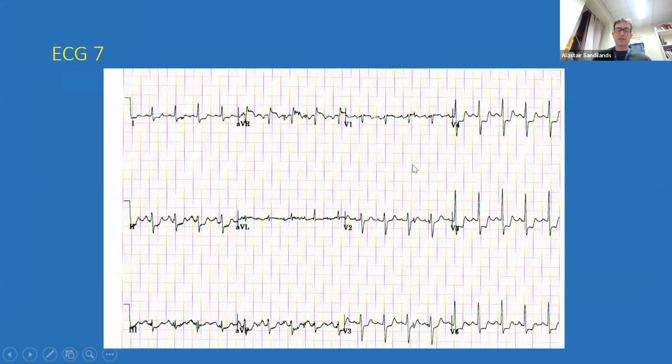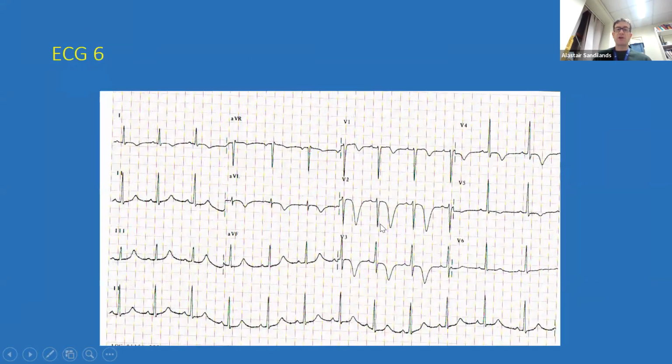So I understand that. I understand that's difficult. But because this ECG shows this very deep T-wave inversion, that's the abnormality. This is not a reciprocal change or anything like that. It would just be classed as normal.